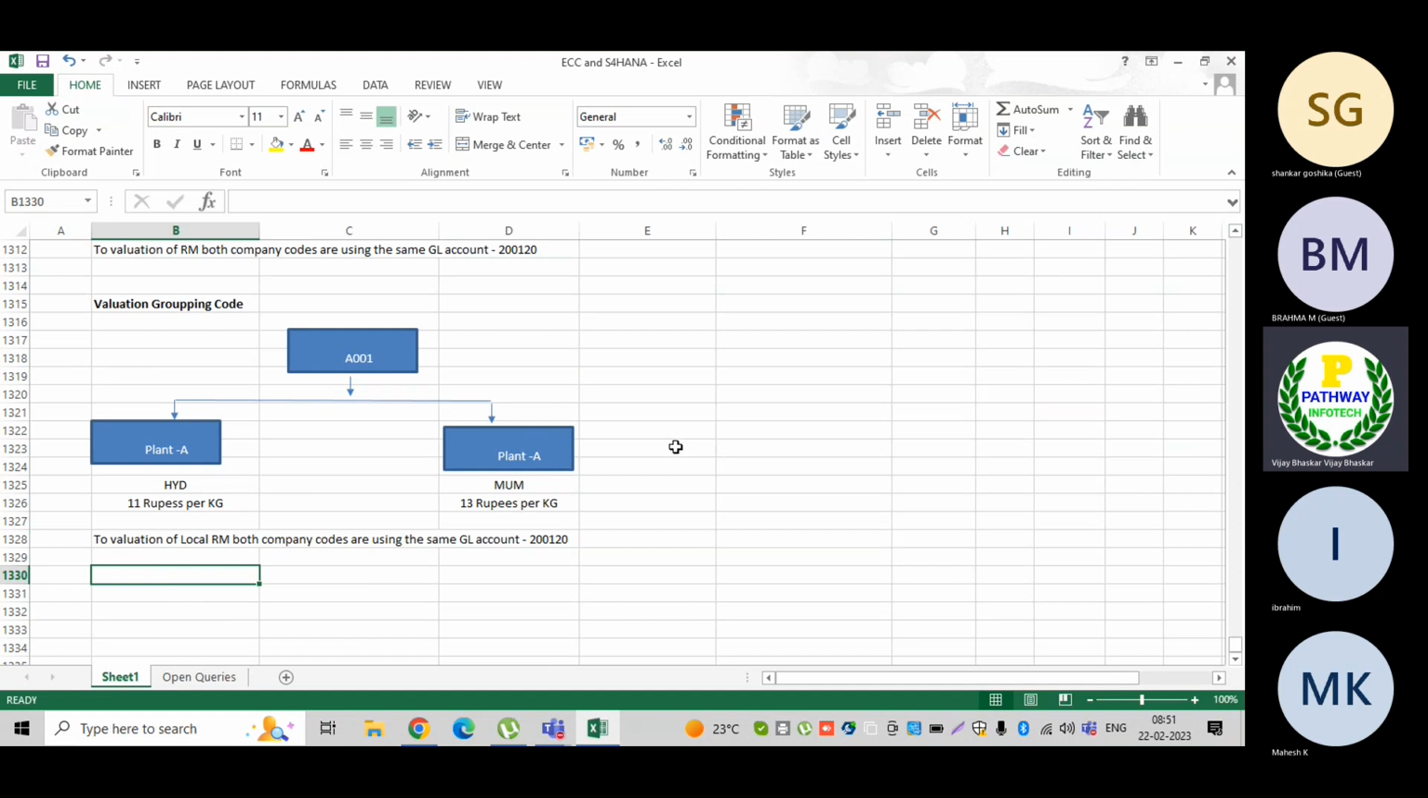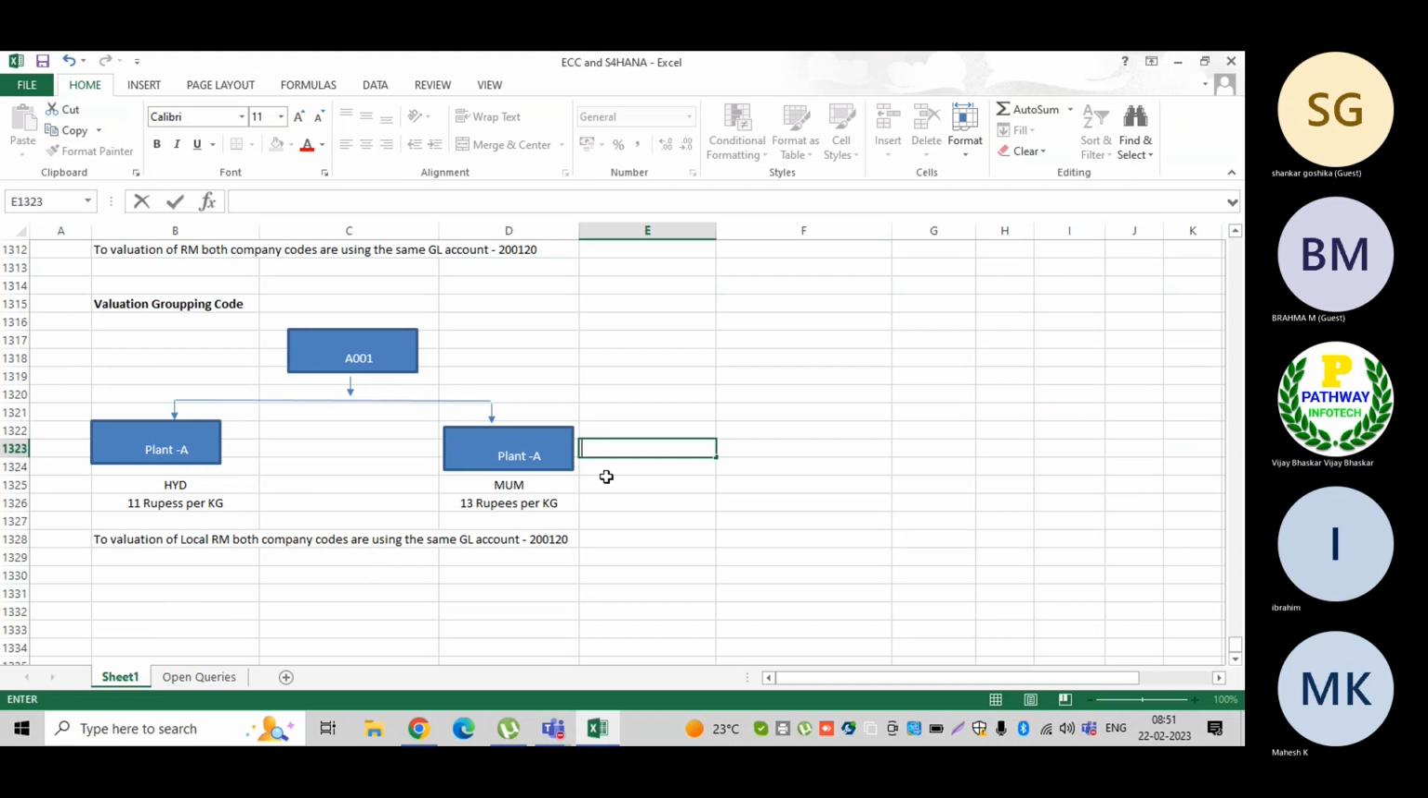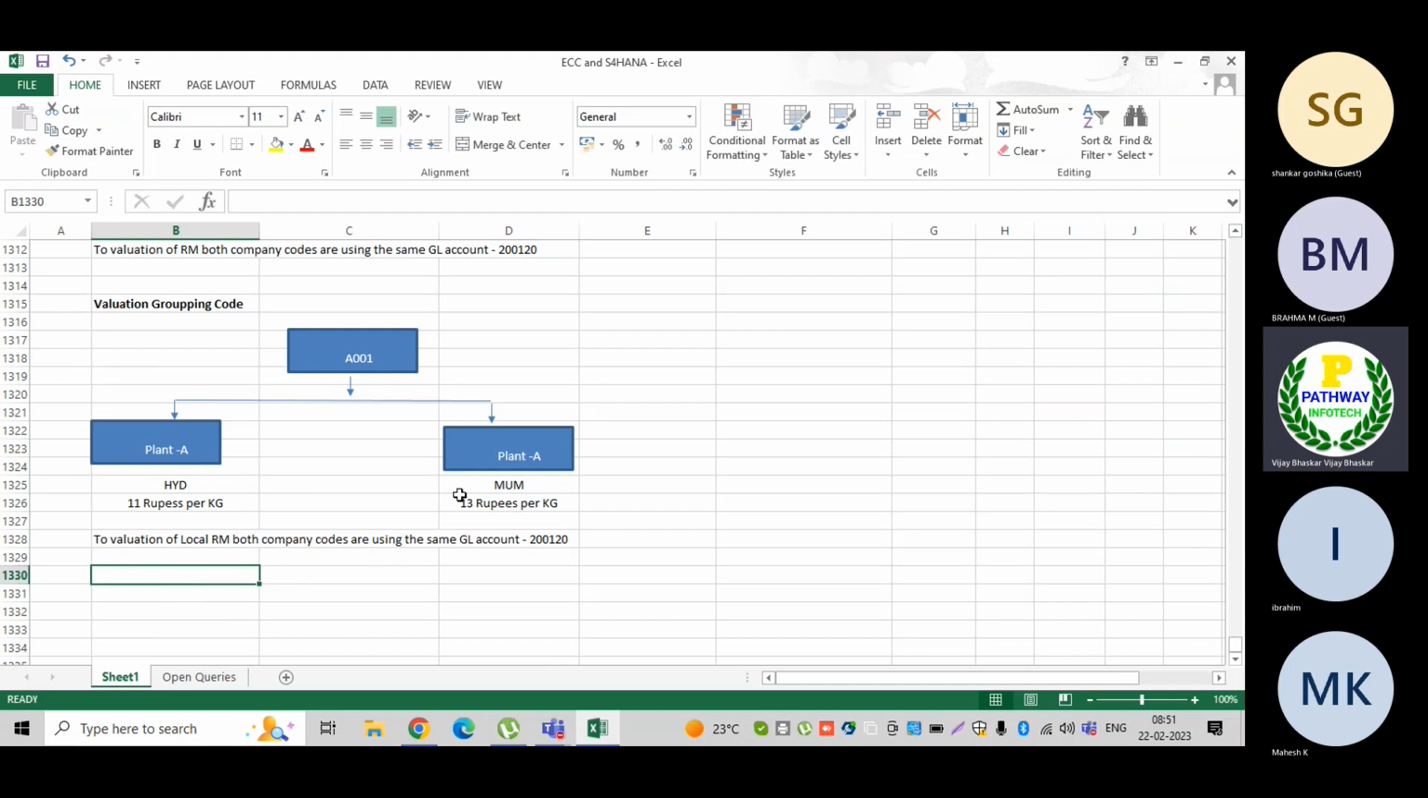For the valuation grouping code, I will give X. I will assign X to this plant and this plant. Then whenever I am mapping the account determination in OBYC, over there I will mention the valuation grouping code as X.